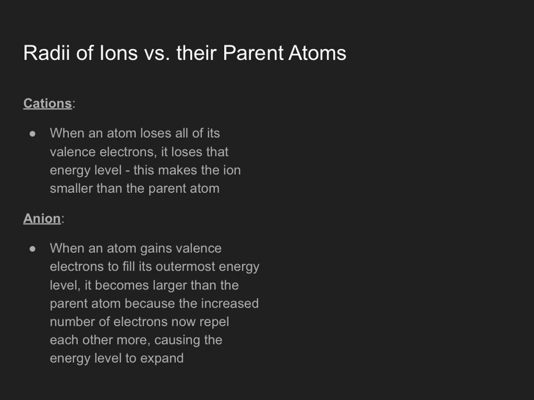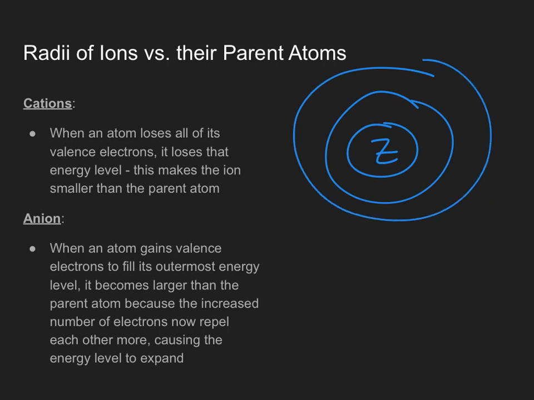So with cations, let's think about a cation. We're going to assume it has eight valence electrons, and let's say it has 1 valence electron on the outermost level. Okay, so what we see is that if it loses that valence electron, then the overall size of the ion is going to be smaller. So if I have a cation, the ion is smaller than its original atom was because it loses a whole energy level.